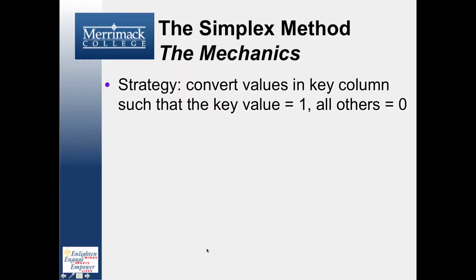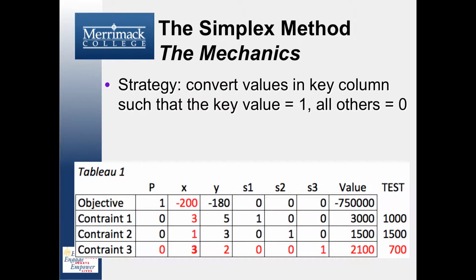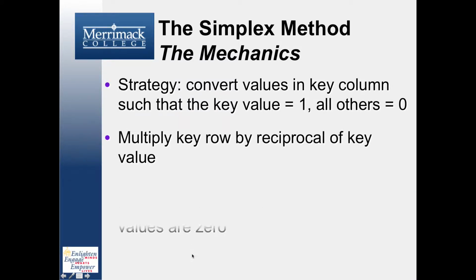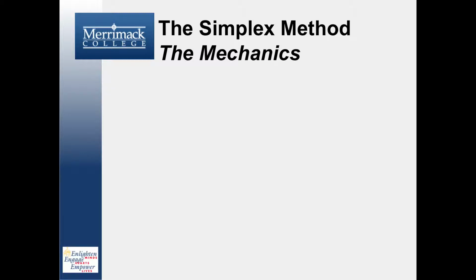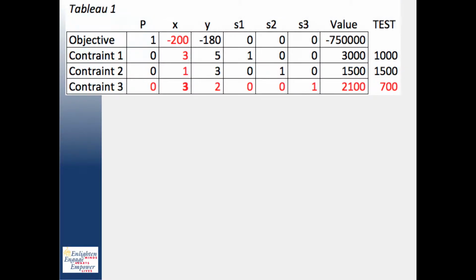So I'm going to convert all of the values in the key column to a key value of 1, and all of the others to 0. First of all, I'm going to multiply this key row by the reciprocal of the key value. And then I'm going to add multiples of the key row to all of the other rows so that the key column goes to 0. And you'll see what I'm talking about. You're getting all these words mixed up possibly.